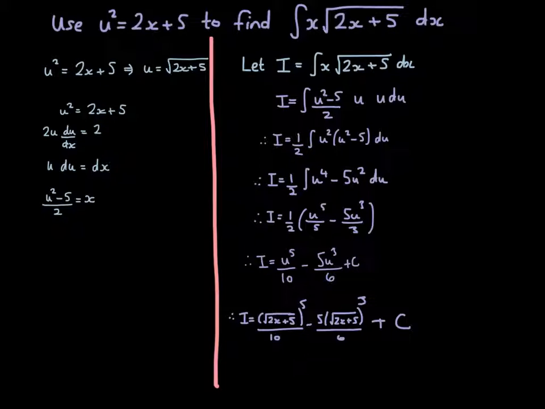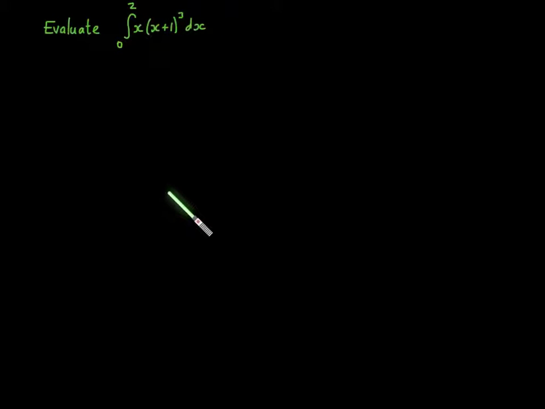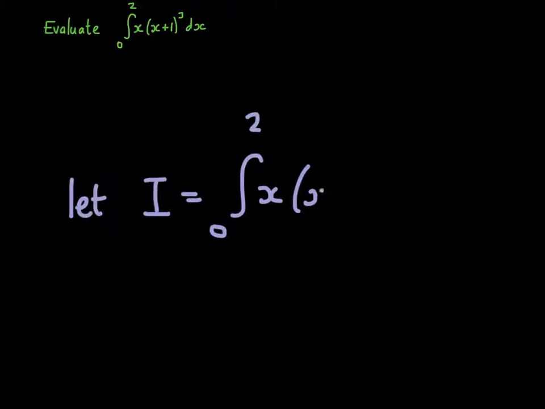So let's do one more example. So we're going to evaluate this integral here from 0 to 2 of x multiplied by x plus 1 to the power of 3 with respect to x. Okay, we're going to choose our own substitution. But this time we're going to have to substitute the x, the x plus 1 to the power 3, the dx, and the limits on the integral as well, as they are integrating between x's. So let I equal the integral between 0 and 2 of x brackets x plus 1 to the power 3 with respect to x.